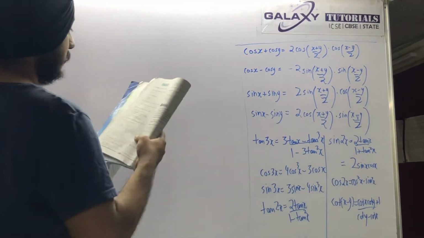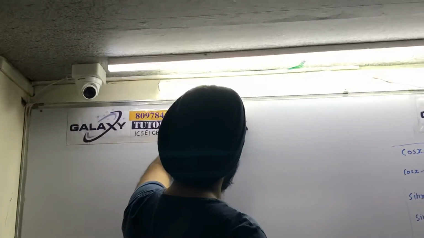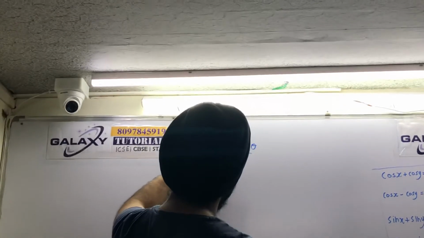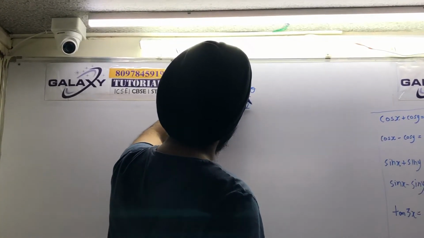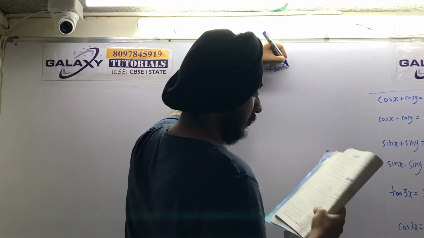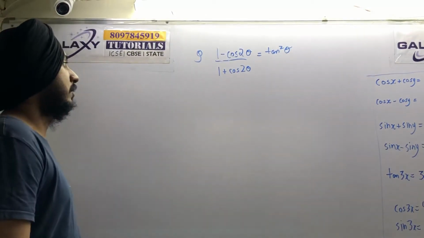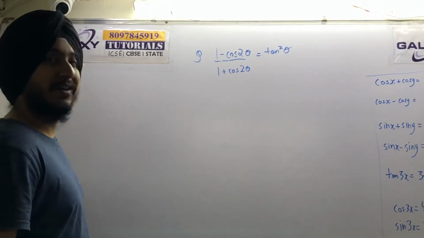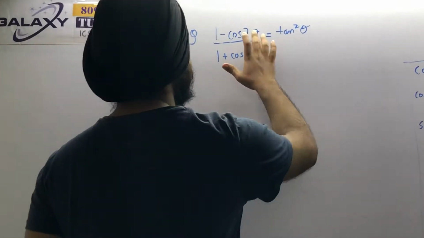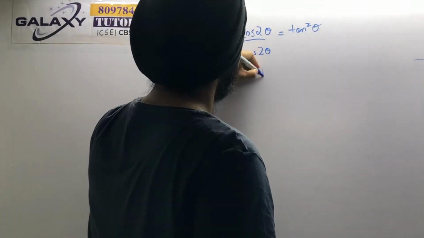So what is the first? Let's do a question now. This question is (1 minus cos 2 theta) upon (sin 2 theta)... equal to tan square theta. Okay, so this is the question. Now as you can see, we have here cos 2 theta. On the right hand side we have a single angle, theta, and on the left hand side we have 2 theta. So we will start from the left hand side first.